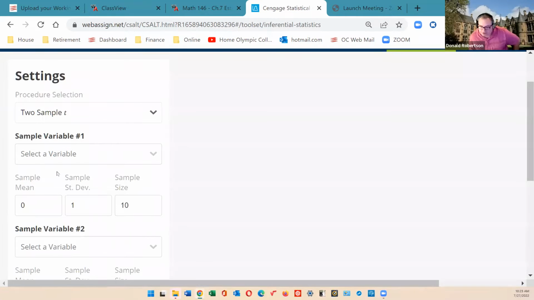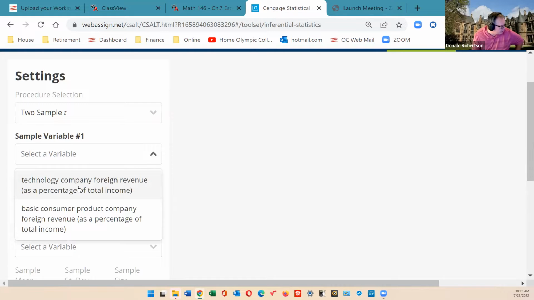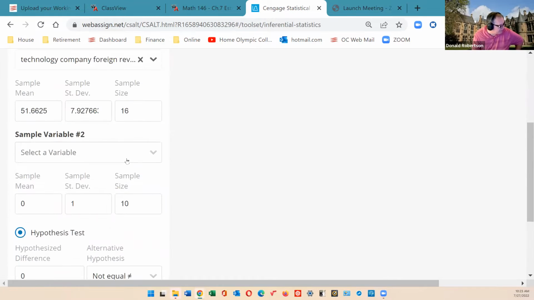Now, when you do that, do you notice that some of the things have now changed? You've got some extra things. You've got sample 1. Well, if I click on that, I'll make that technology. And then sample 2, basic consumer. Do you see we tell it who one is and who two is? You would think it would be clever enough to know that, but we have to tell it, right?